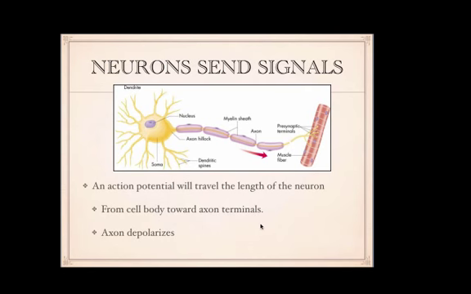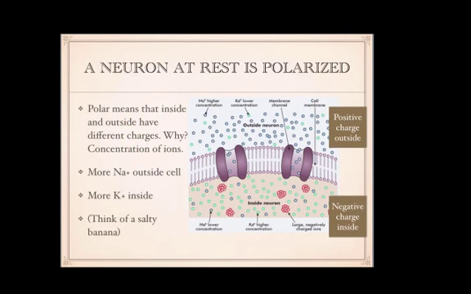All right, so how does the neuron actually send a signal? The signal that the neuron sends is going to be called an action potential, and that action potential will start sort of here towards the base of the cell called the axon hillock, and it's going to travel down the length of the axon. It's going to travel from the cell body towards the axon terminals. And what's really happening as the signal is being sent is that the axon is depolarizing. What does that mean?